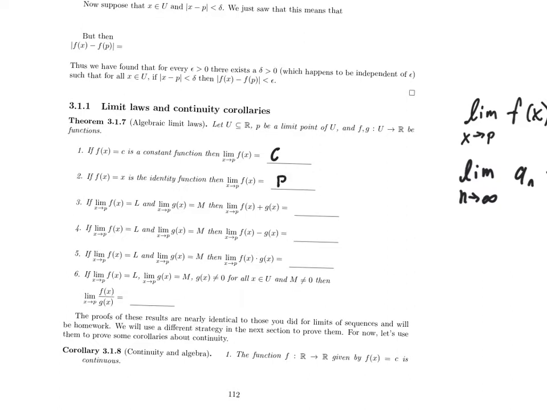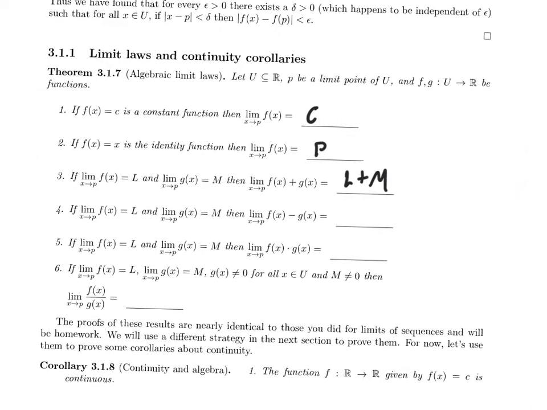If the limit as x approaches p of f of x is equal to L, and the limit of g of x is equal to m, then the limit of the sum is just the sum of the limits, L plus m. The same thing is true for subtraction. The same thing is true for multiplication. The same thing is true for division, with some caveats. Namely, you need to make sure you never divide by 0. So g of x better never be 0, and m had better never be 0.